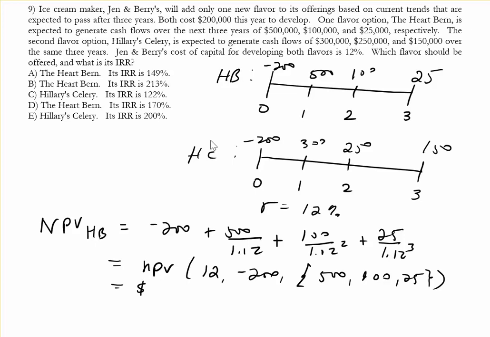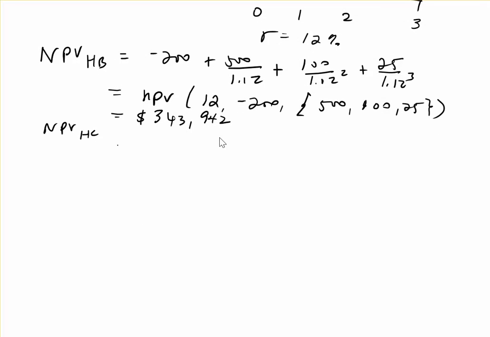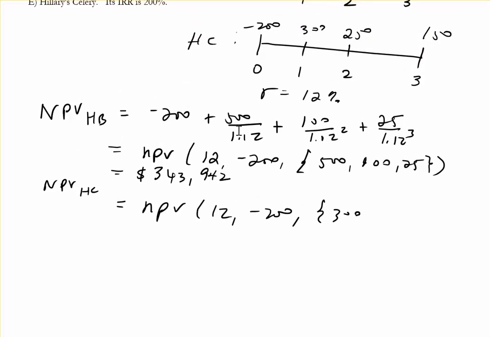Which will give you 3,043,942. Hillary Celery, on the other hand, look back to see the cash flow 250 and 150, will be 373,923. So we see that Hillary Celery has the higher NPV.